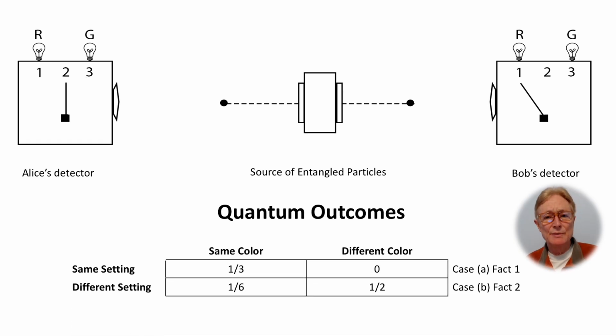Fact 1 is that when Alice and Bob happen to choose the same detector setting, case A, they will always get the same color outcome. Half the time both are red and half the time both are green. Fact 2 is that Alice and Bob only get the same color outcome in 1/4 of the trials when they happen to choose different detector settings, case B. What's so mysterious about that?